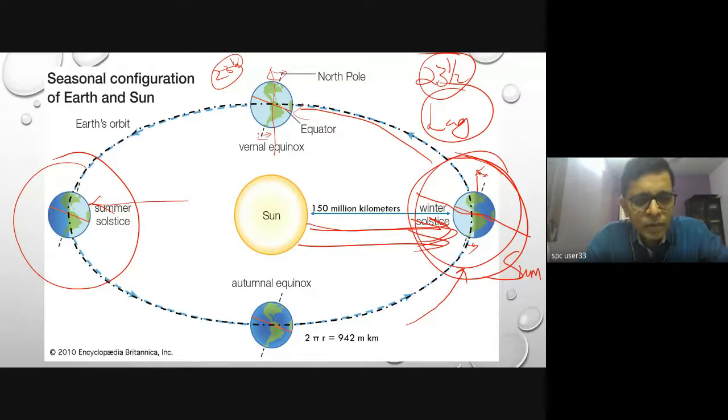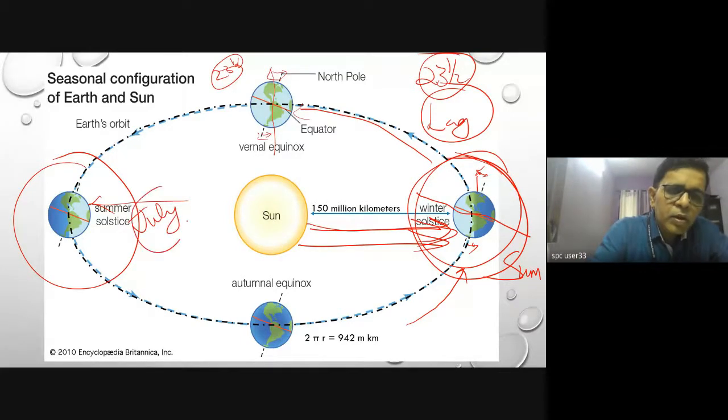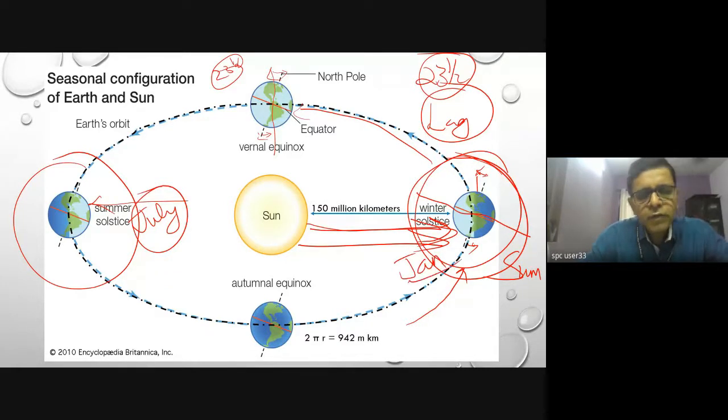However, it does not happen so. You'll see that the highest temperatures are reached somewhere in July in the northern hemisphere, and the highest temperatures in the southern hemisphere are reached somewhere in January. It's around 15 days after the sun has actually passed it. Now, why does that happen?